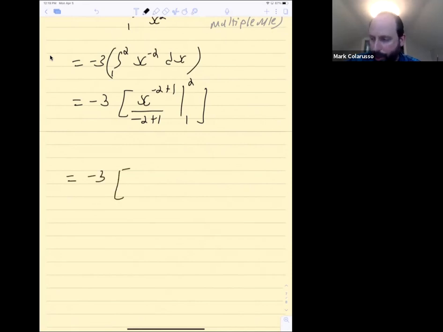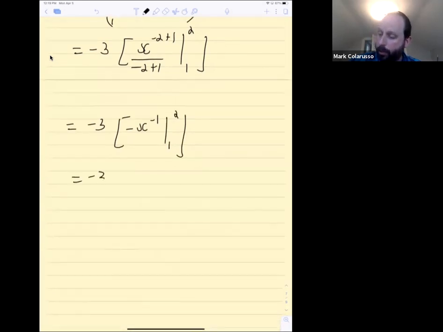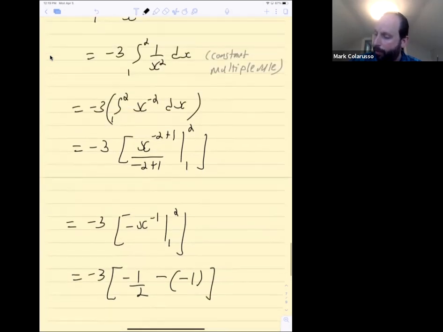Okay, so let me just clean this up a bit. So it's x to the -1 over -1. So it's minus x to the -1 between 1 and 2. So it's -3. And then watch the negatives here as well. So minus 1 over 2 minus 1. Okay, so the value at the bottom limit gets subtracted, right?